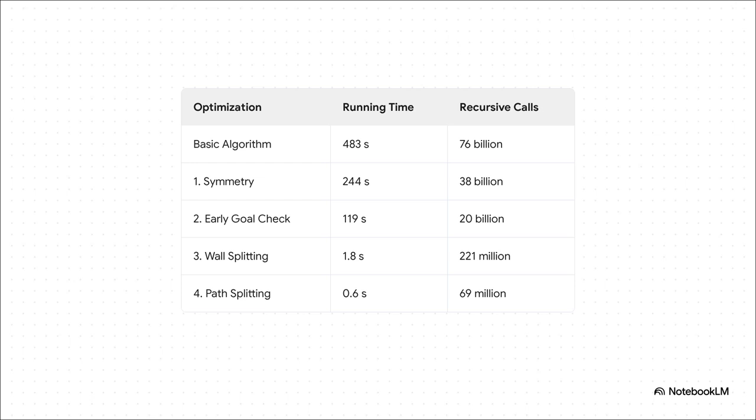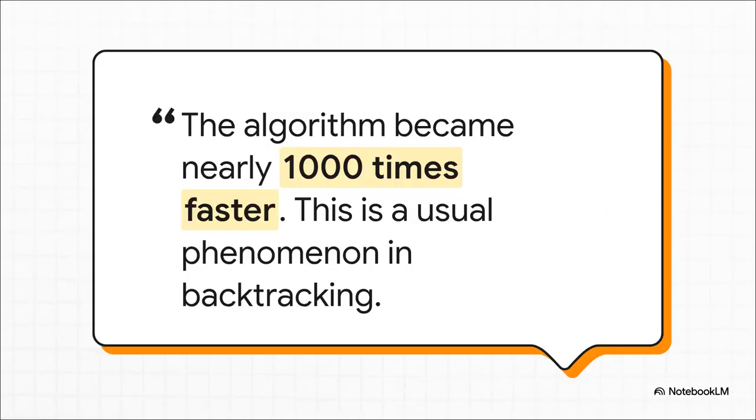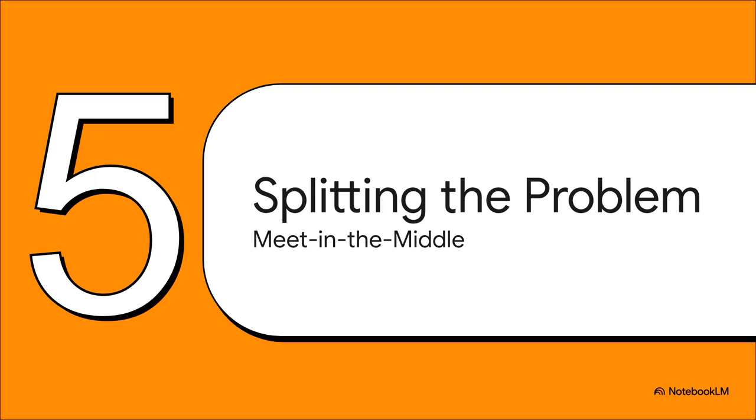That's the power of pruning. We're talking about a nearly 1,000 times speedup. And as the source for this explainer points out, this is a usual phenomenon. This isn't some weird one-off thing. Because these search trees grow exponentially, finding one smart rule to prune a branch high up can eliminate billions of useless calculations down the line. So pruning is all about making our search smarter.